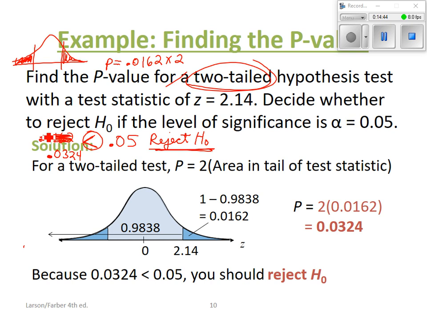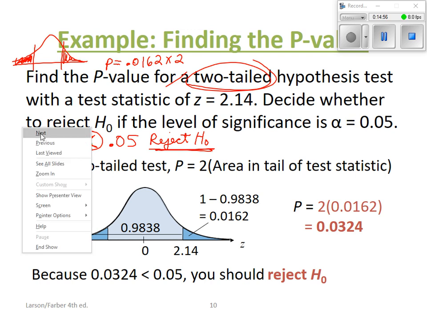So for this, again, if your p-value is less than alpha, you reject the null. If your p-value is greater than alpha, then you fail to reject the null. Those are the two key things there.